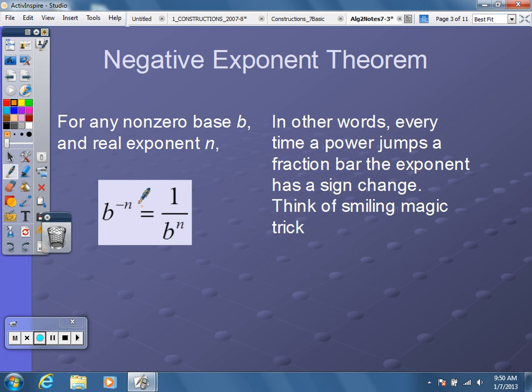The most important thing, this negative exponent has nothing to do with the negativity of the sign or of the number. It has nothing to do with the number, the base being positive or negative. It has actually nothing to do with the base. It only has anything to do with the exponent. It just tells you that it's going to be on the bottom of the fraction bar. It has nothing to do with the value of the base.